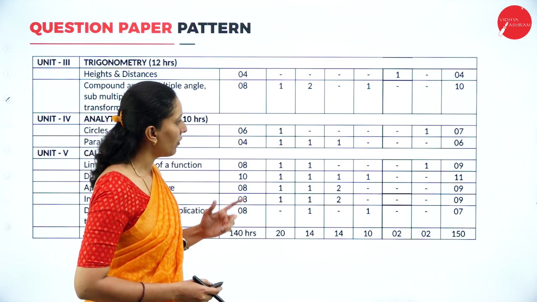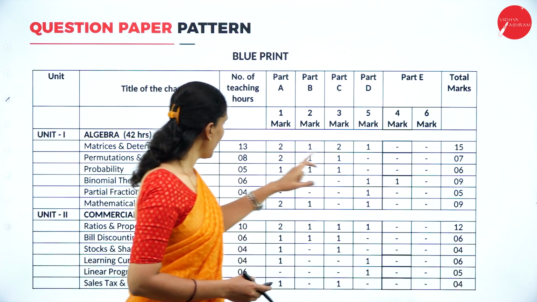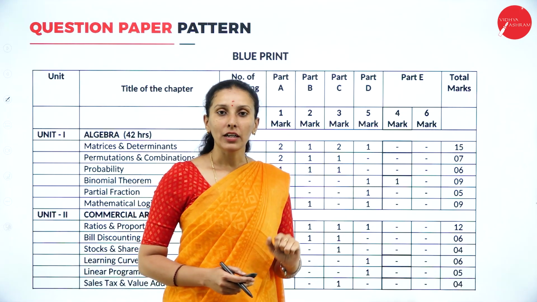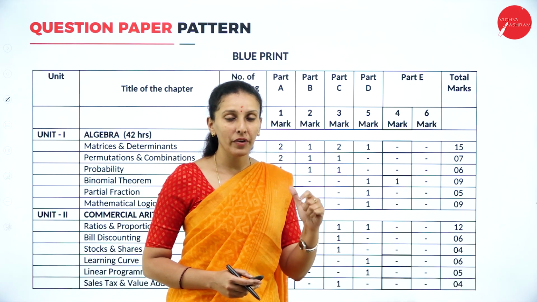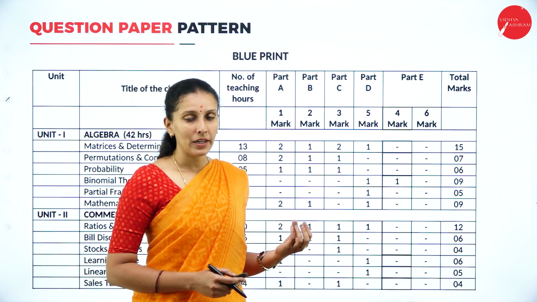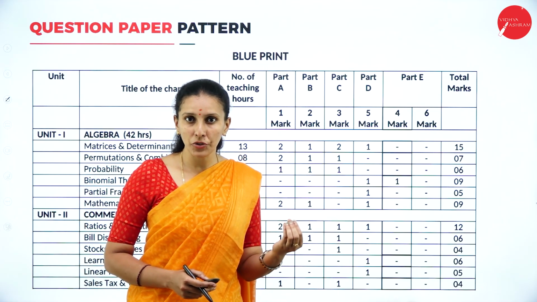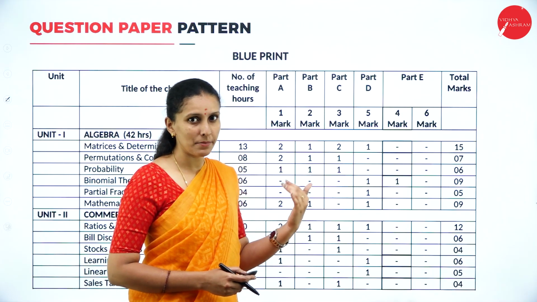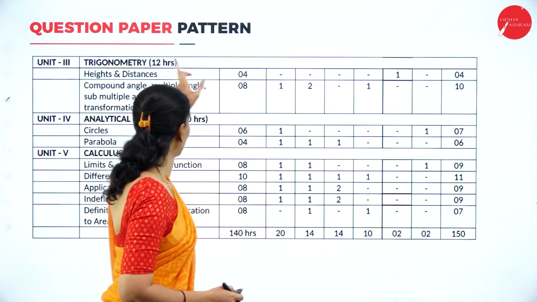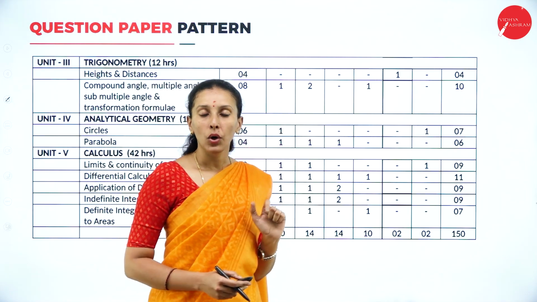Also, you can see the 4 mark question here. So you will get one 4 mark question from binomial theorem. That is, in binomial theorem you will be asked the application, or to expand a numerical value, for example 1.2 whole power 5 up to 4 decimal places. So those kind of questions, and from heights and distances you can expect one question.